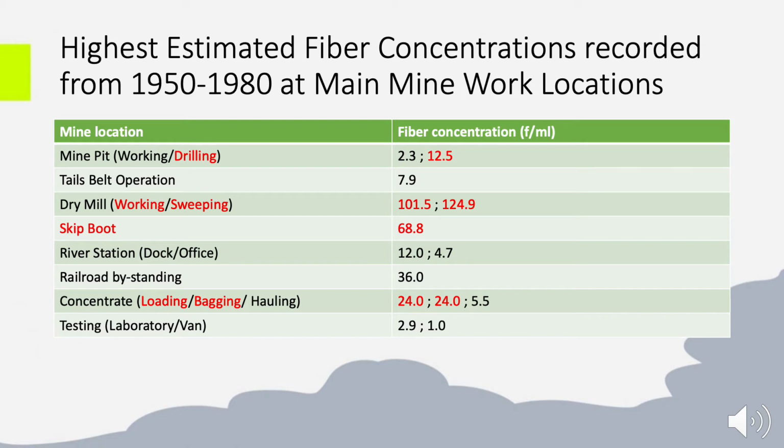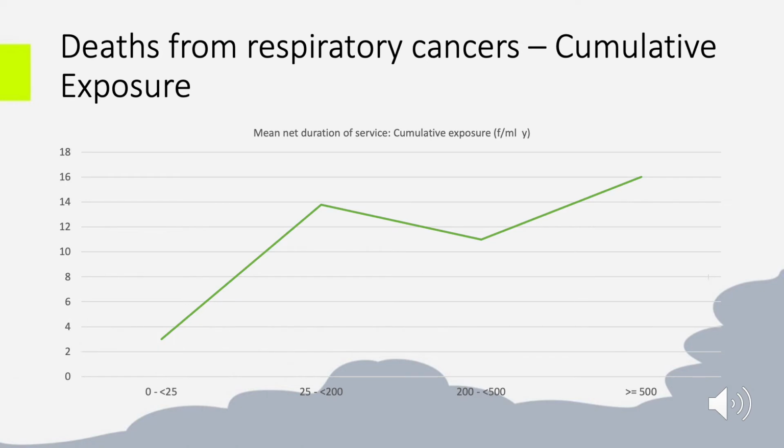The dry mill appears to have the highest level of fiber concentrations in the air at 101.5 and 124.9 fibers per milliliter, while the second highest is seen in the skip boot area. The lowest is actually observed during testing, which takes place in a van, and that comes in at 1.0 fibers per milliliter.